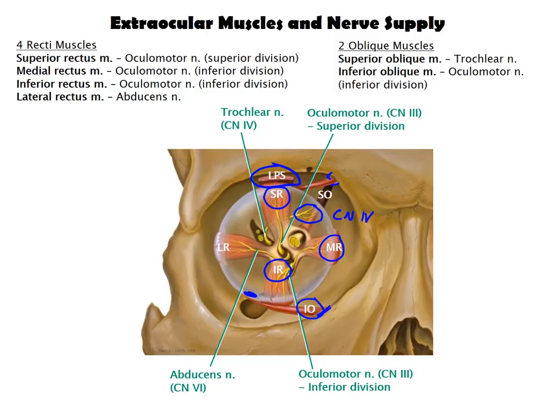And lastly, the lateral rectus muscle, shown here, is innervated by the abducens nerve, cranial nerve number 6.